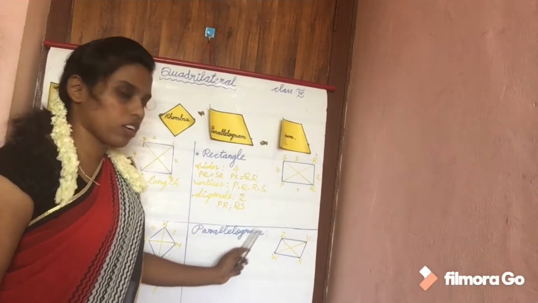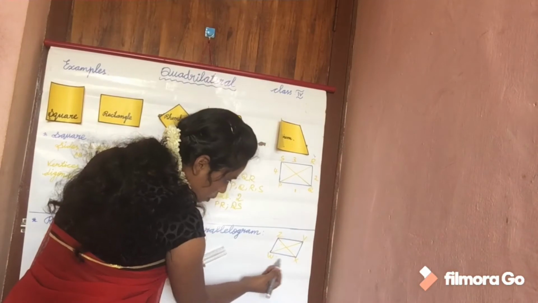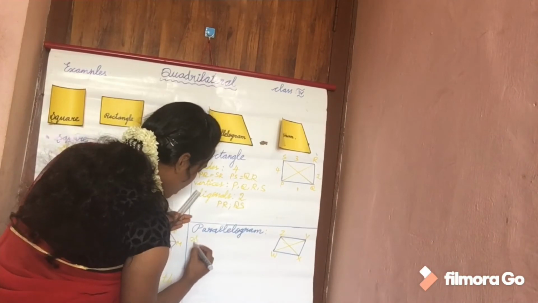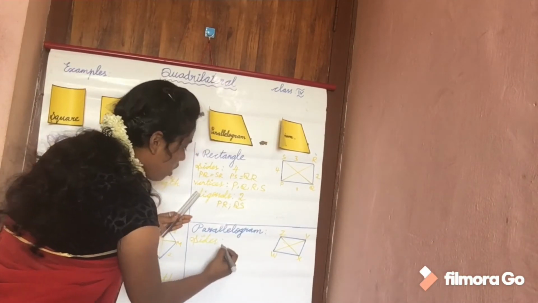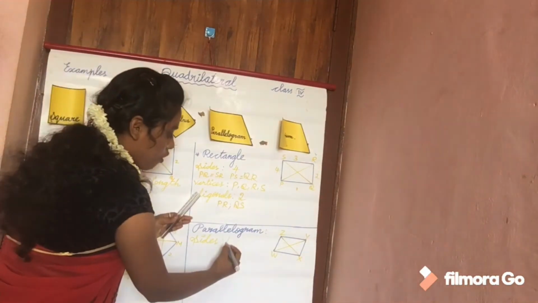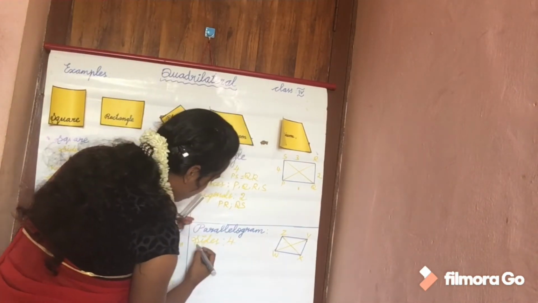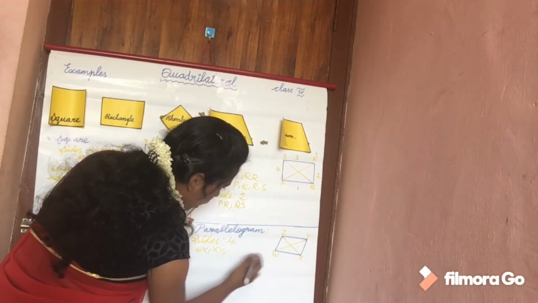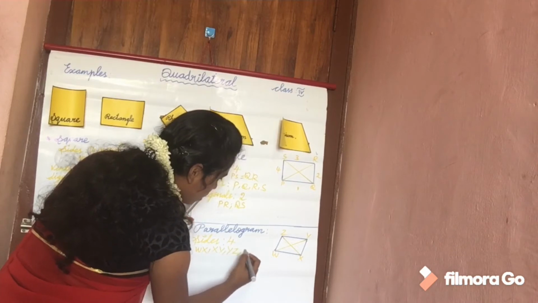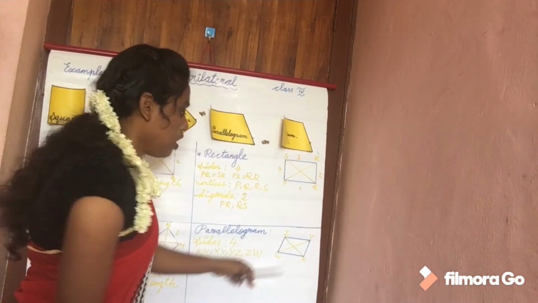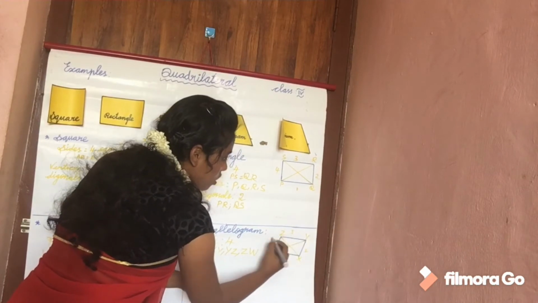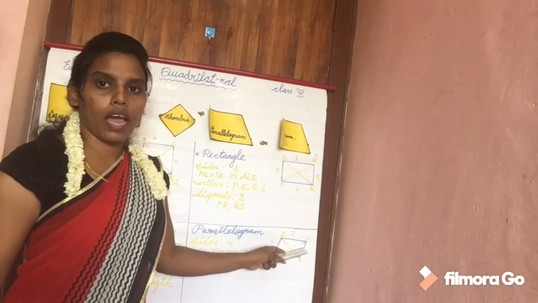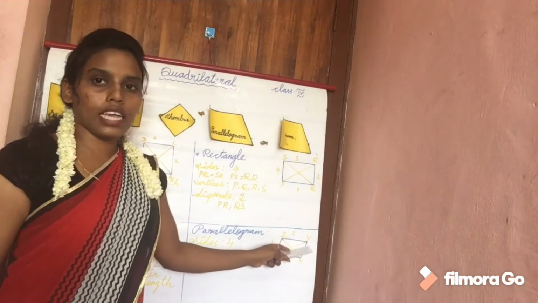Next we have parallelogram. See, W, X, Y, Z. I gave the name. Okay, now we'll write the sides. In parallelogram, how many sides are there? 4 sides. W and X, X and Y, Y and Z, and Z and W. Here also we have 4 sides.